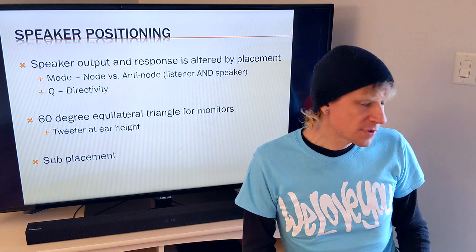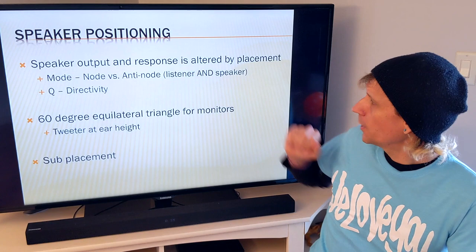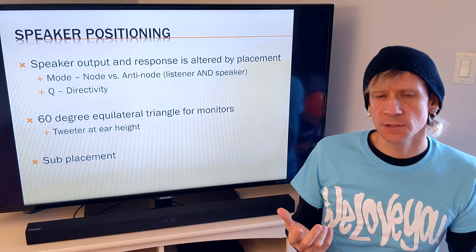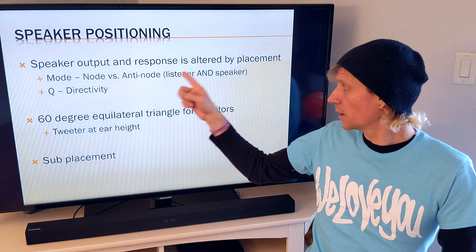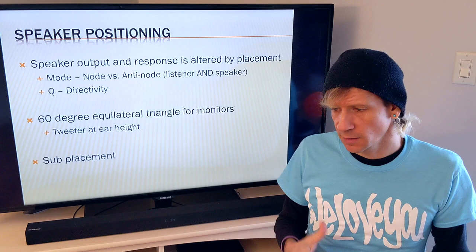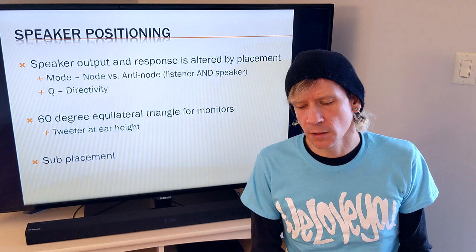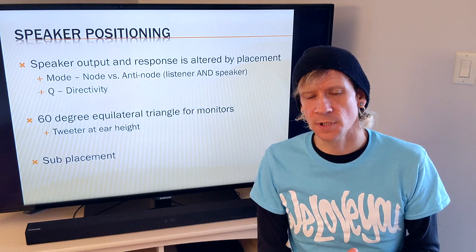First thing we're going to talk about is speaker positioning and a few things having to do with speaker positioning. Speaker output and response is altered by placement in a really important way. Like we talked about with the last discussion, where you have your speakers and where you sit is greatly affected if it's in a node or an anti-node, both, again, the listener and the speaker. Where each one of those things is placed can have a dramatic impact on what is being output and what you are hearing. And then something called directivity, that we're going to look at in the next slide or two, has to do with the output levels of particularly lower frequencies with speakers.